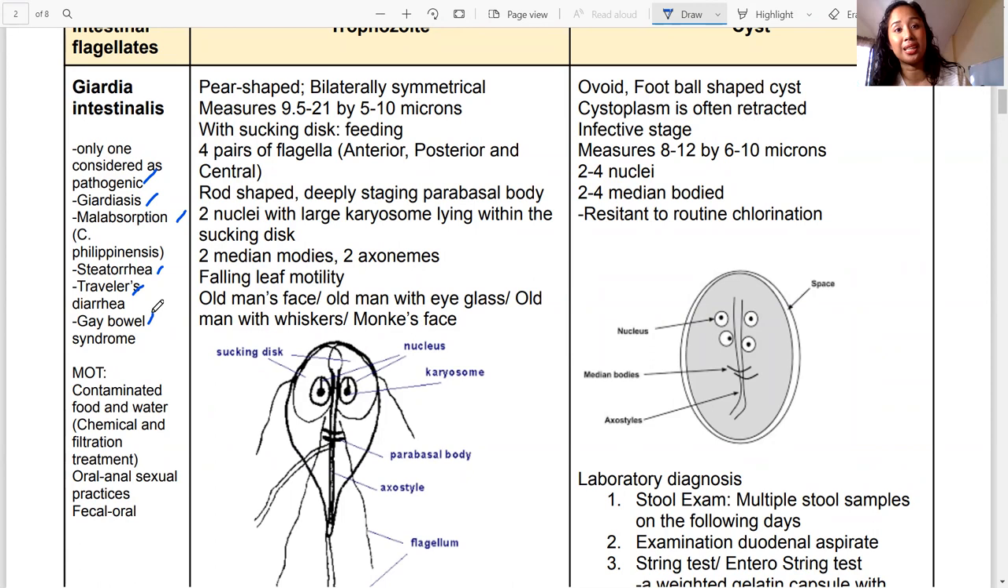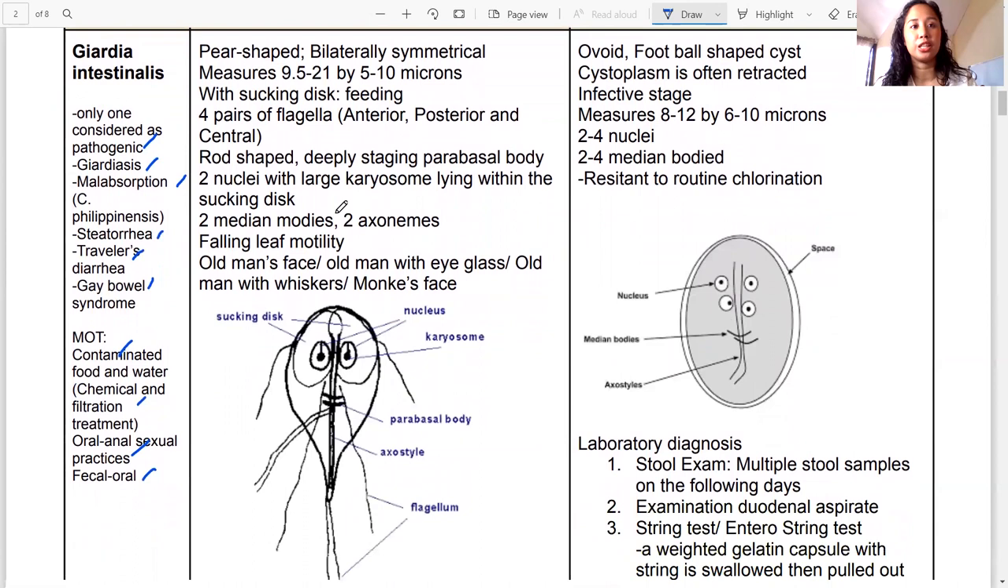The mode of transmission is contaminated food and water, so you have to filter and chemically treat for Giardia intestinalis, because a routine filter alone supposedly can't remove it. Also oral-anal sexual practices, and fecal-oral transmission. It could be in water, in food, if you're not washing your hands, or with poor sanitation practices. Let's observe the trophozoite and the cyst, and the appearance of our Giardia intestinalis.